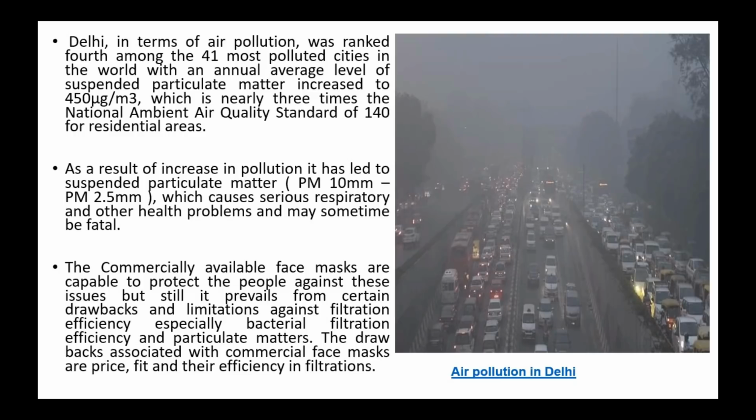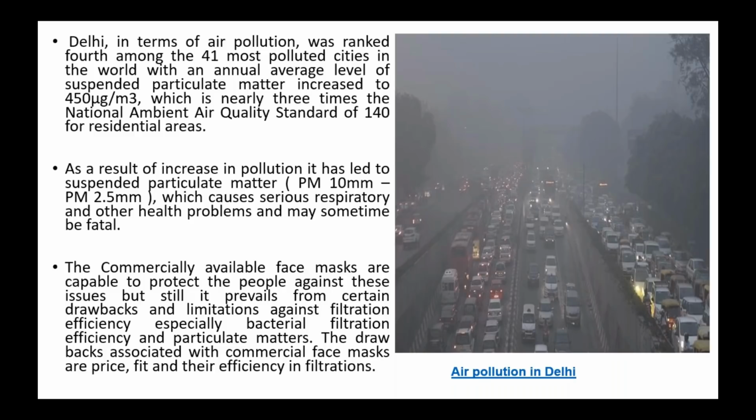This is the picture which was taken 4 years back in Delhi, right? And Delhi was ranked as the 41st most polluted city in the world, right? With the annual average level of suspended particulate matter generation increased to 450 micrograms per meter cube, right? For each and every criterion there is some particular standard, as everyone knows. The ambient air quality, whatever we inhale in day-to-day life, also has some standard, and it should be within the range of 140 micrograms per meter cube for residential areas especially.